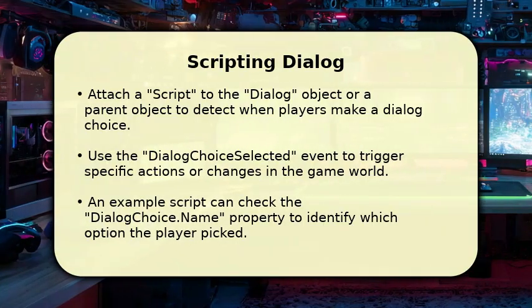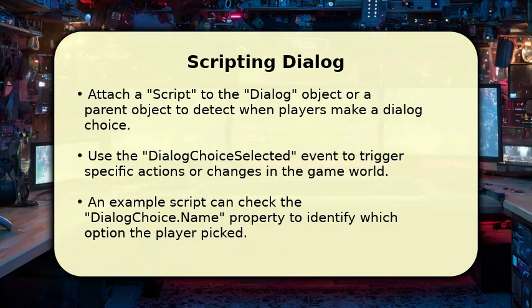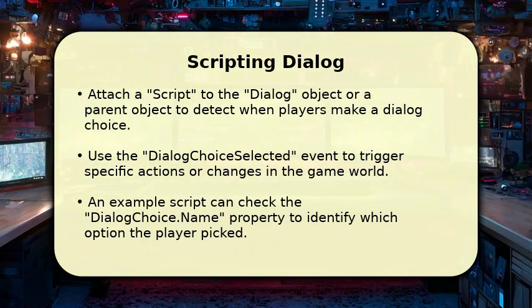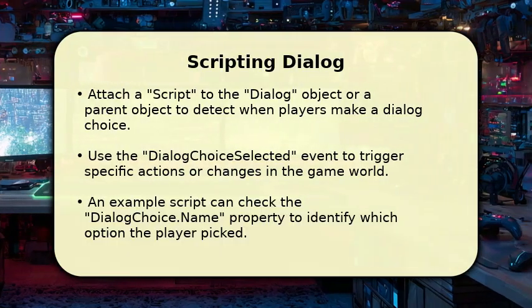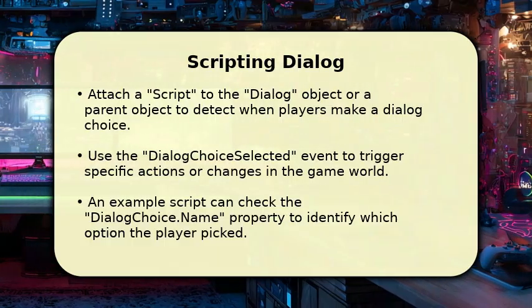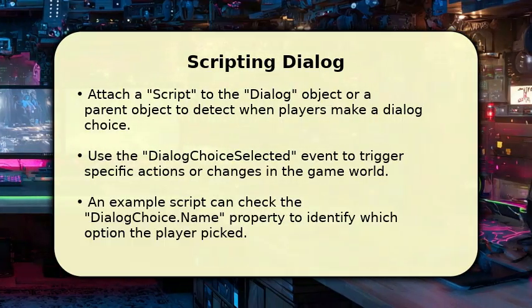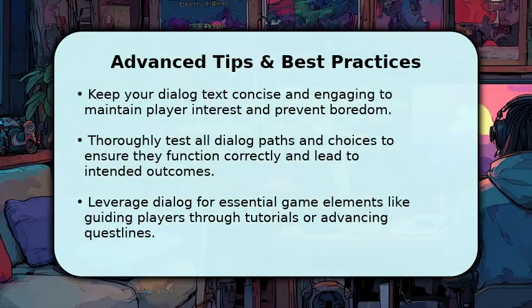Connect to the dialogue choice selected event, which fires when a player picks an option. Inside this event, you can check the dialogue choice Name property to determine which choice was made. This allows you to, for example, grant an item, start a quest, or change the NPC's behavior based on the player's decision.